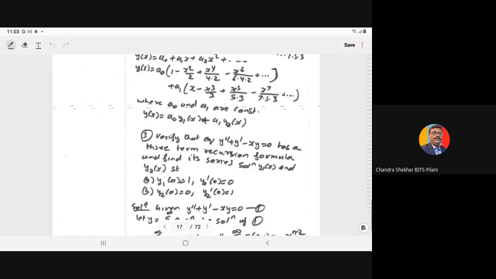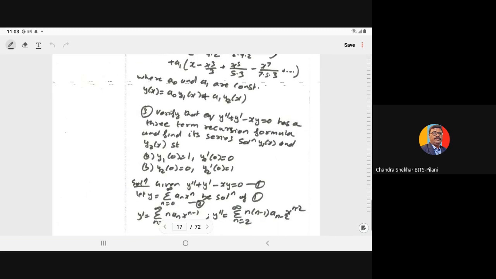So here we have to verify that the equation y double dash plus y dash minus xy is equal to 0 has a three-term recursion formula, and find its series solutions y1(x) and y2(x) such that y1 at 0 is equal to 1 and y1 dash at 0 is equal to 0, y2 at x is equal to 0 is 0, and y2 dash at x is equal to 0 is equal to 1. So here we have the given equation y double dash plus y dash minus xy is equal to 0.